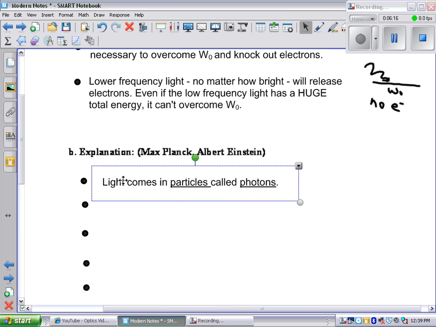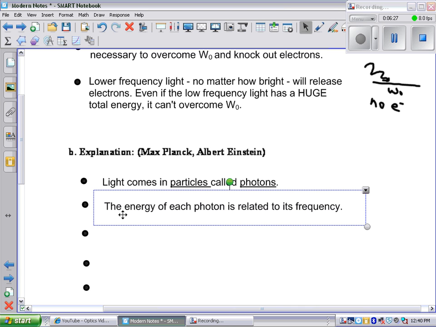Light comes in particles called photons. So instead of being a wave, light is a little particle, okay, a little chunk. And the name of that particle is a photon. The energy of each photon is related to its frequency. That makes sense. Higher frequency light is going to be more energy.